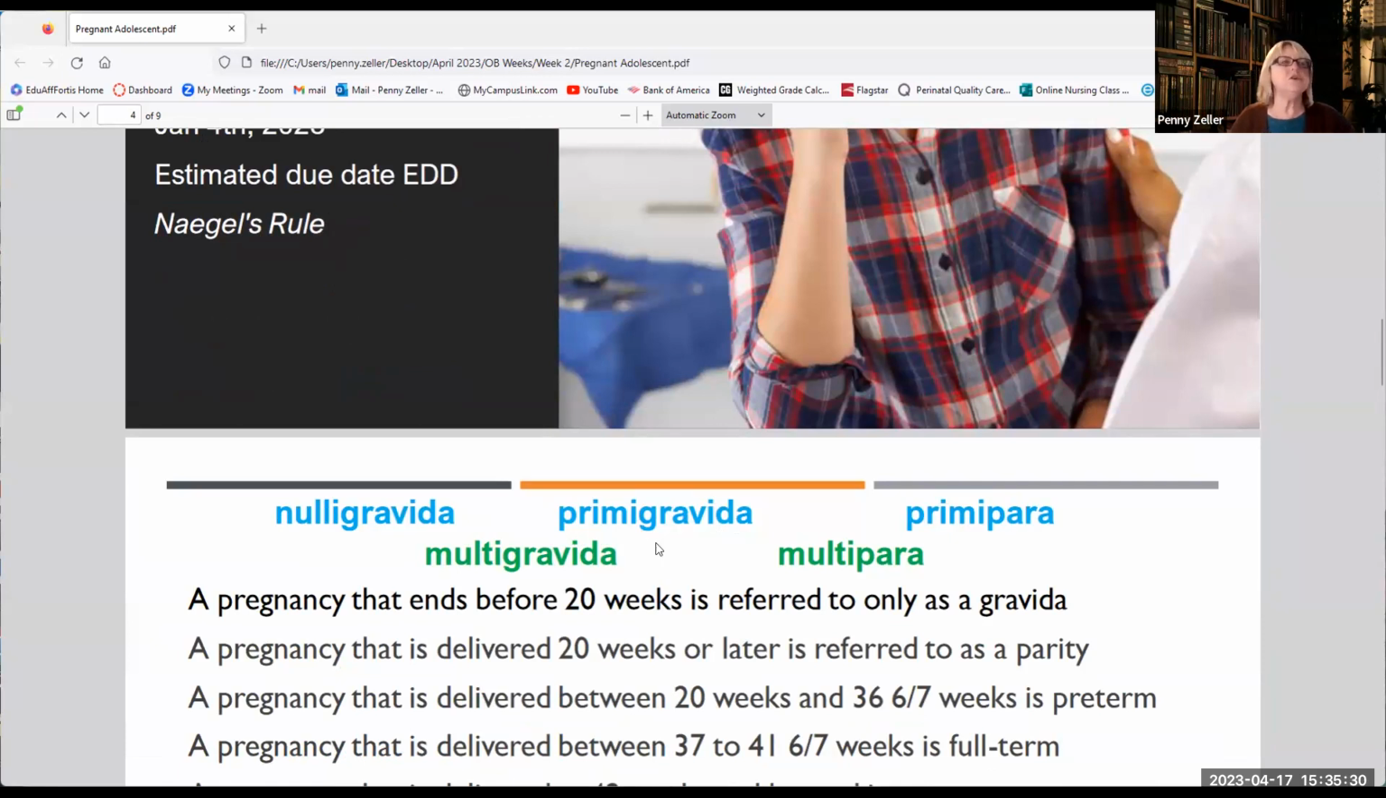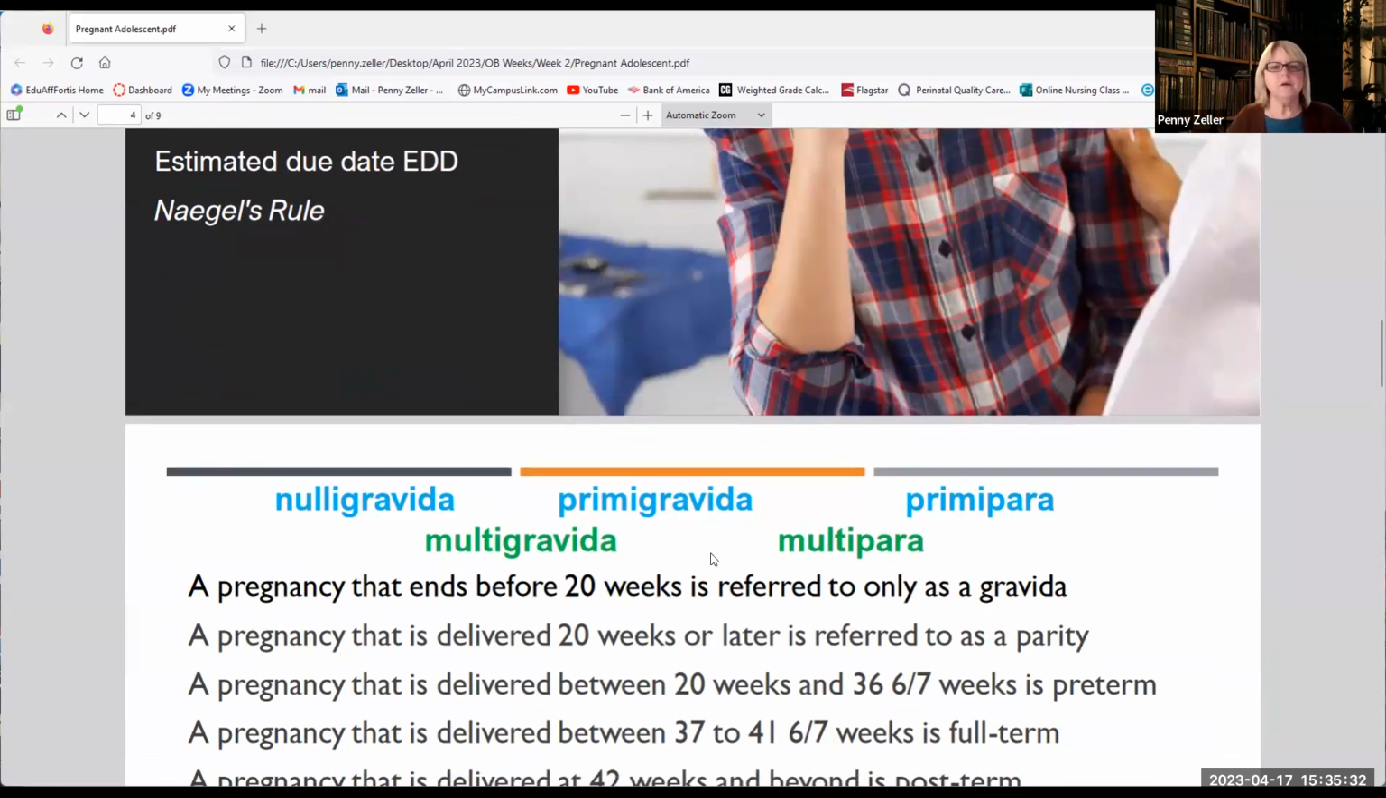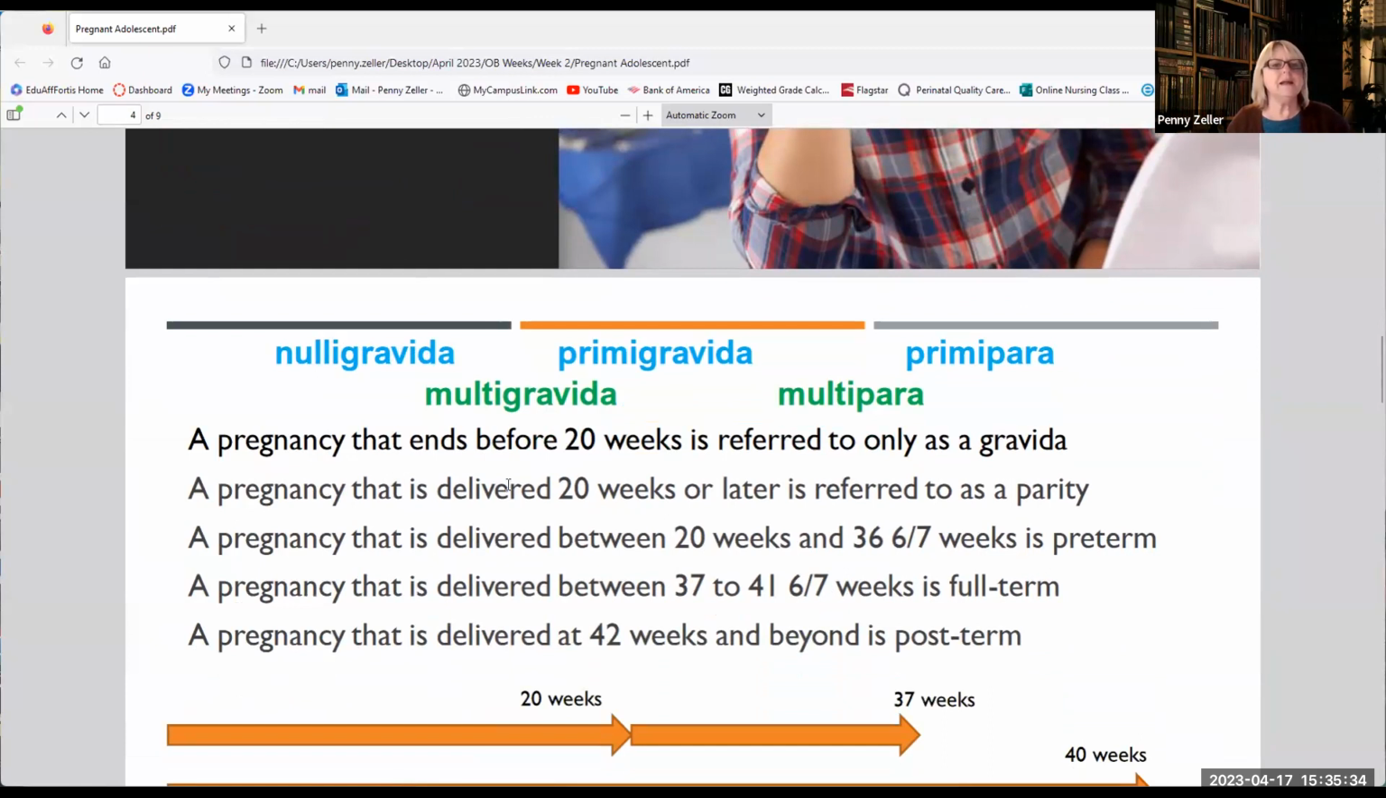Okay. So you need to know these terms. A pregnancy that ends before 20 weeks is only referred to as a gravida. Okay. Every time she conceives, it's called a gravida. Okay. If that pregnancy is delivered after 20 weeks, then we can call it a parity.